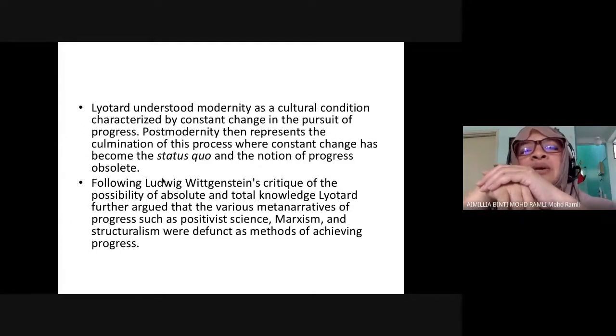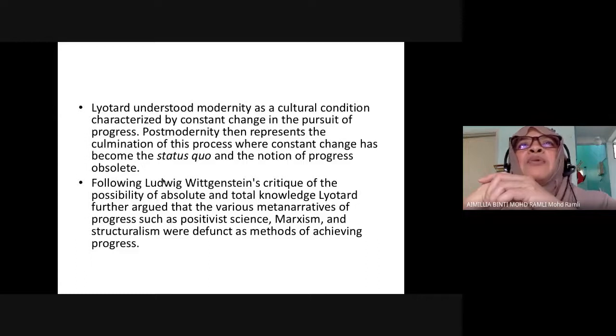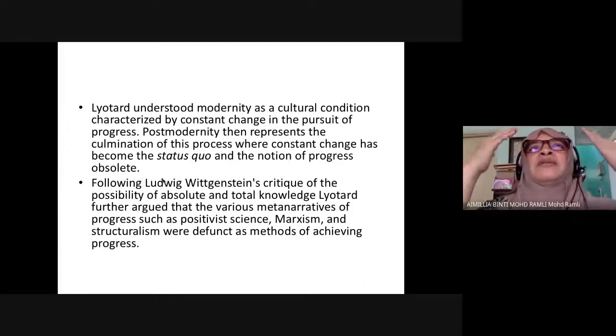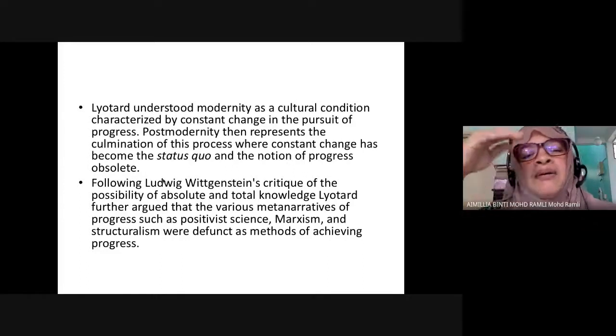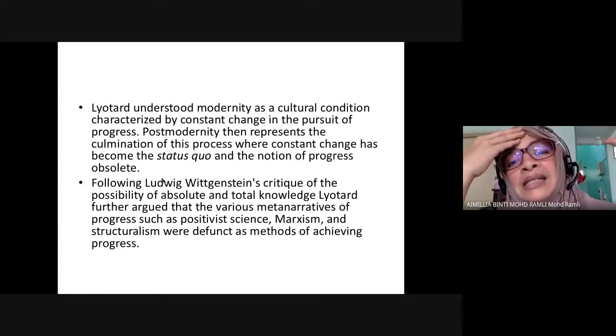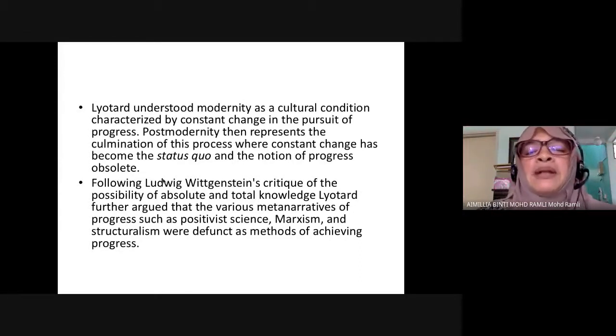Okay? So this is what is happening. Once you think that you are progressing, then you will find that something will hold you back. Something will say that actually you're not progressing. There are changes happening again. That causes you to go back and rethink your idea of progress, whether you have made any progress at all.